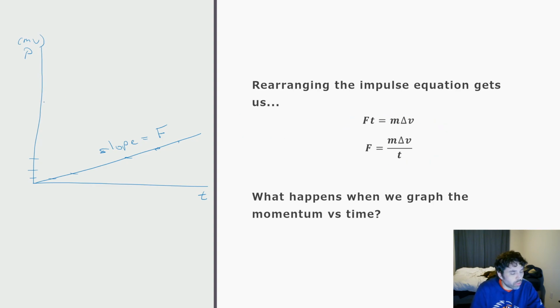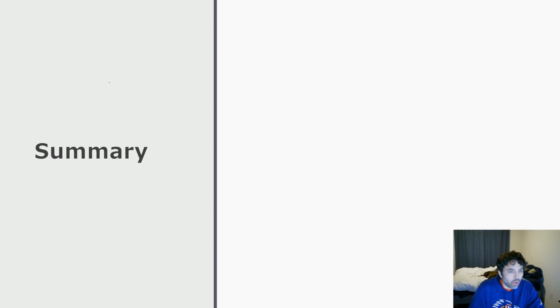So here's our next graph thing. We have to remember this. And hopefully you see why this is the case, right? I know it's been quick, but still. A momentum time graph, the slope is the force, right? The average force being applied during that collision, okay? All right, so that's it.